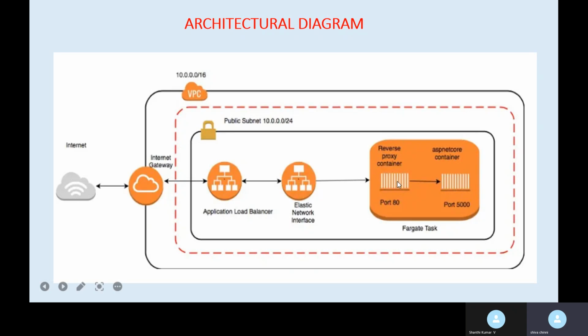To access the Nginx container, I need to connect it with the Elastic Network Interface to route to the outside internet. For that, I need to connect an application load balancer so that it will redirect to the internet gateway. From the internet gateway, it will reach out to the customers. So this is a bidirectional process. This is our basic architectural diagram, so we can follow the procedure one by one.